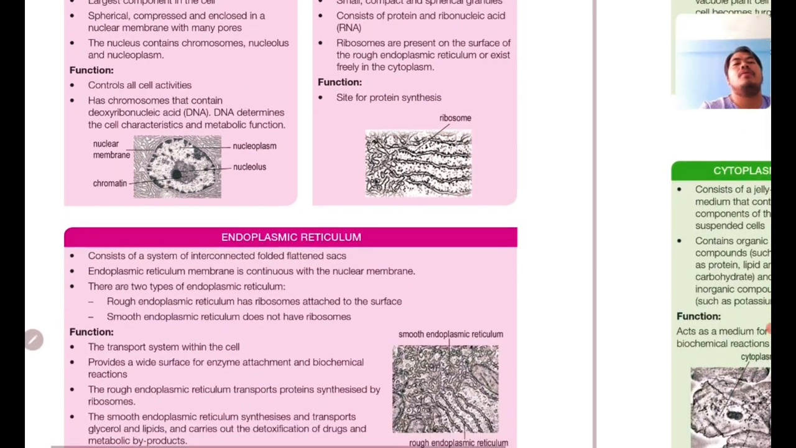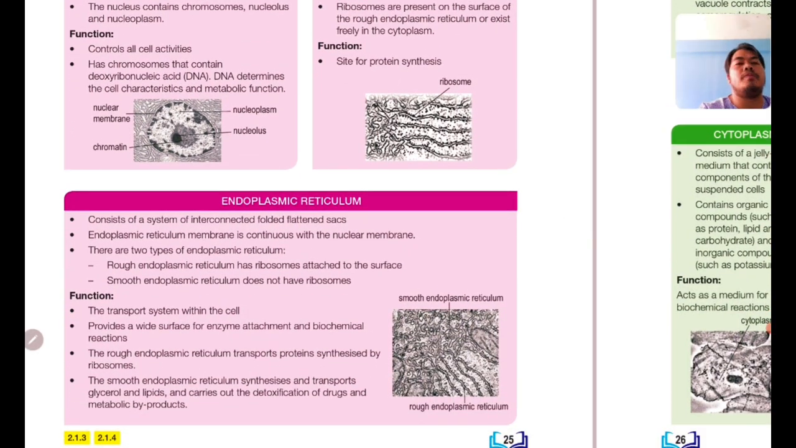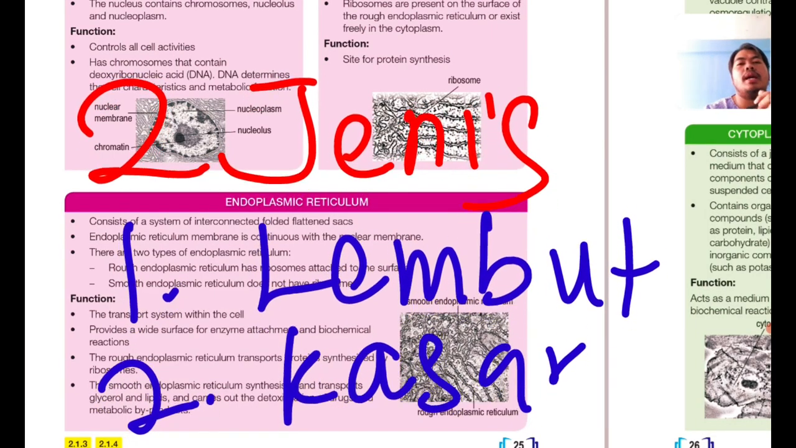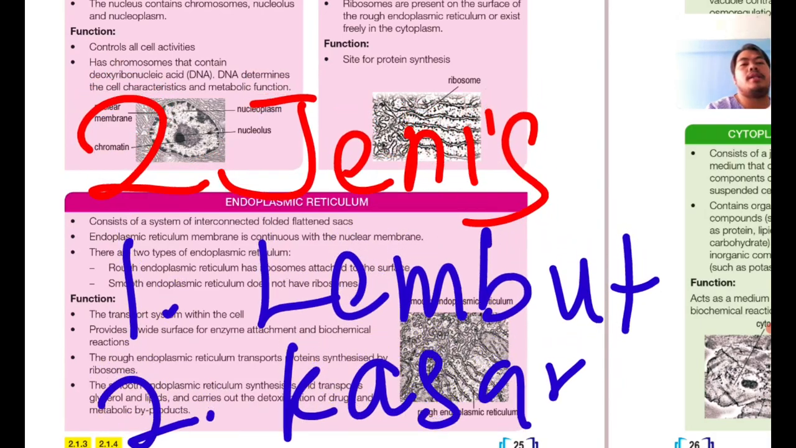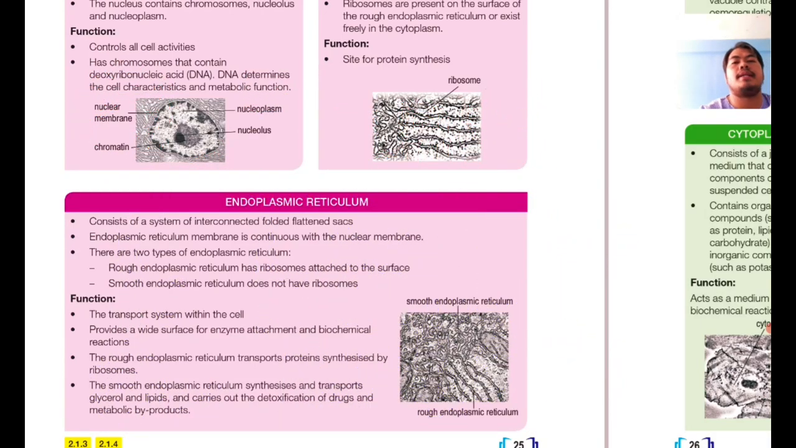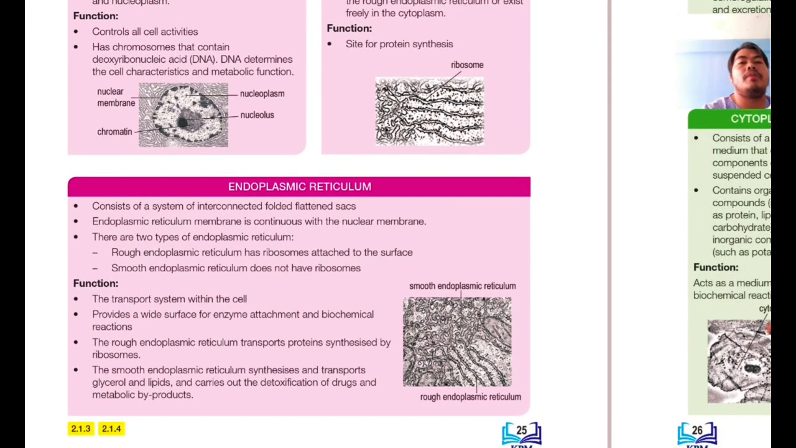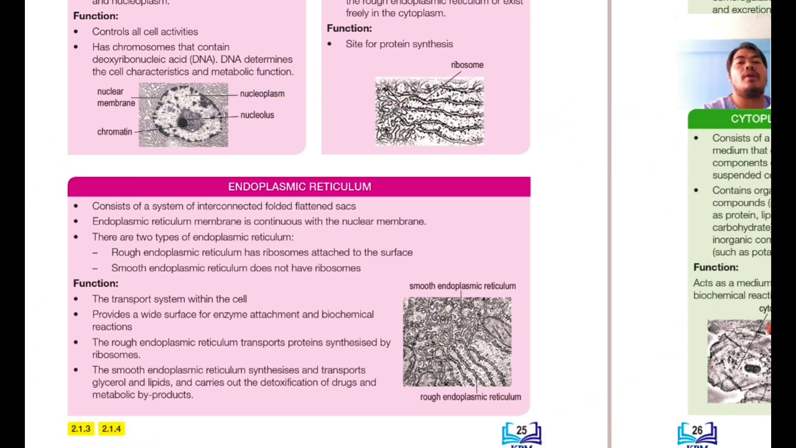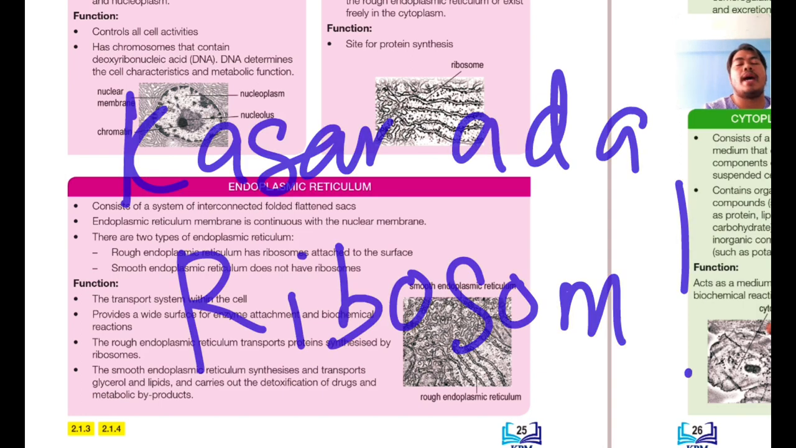Now let's take a look at the endoplasmic reticulum. We have two types of endoplasmic reticulum: one is smooth and the other is rough. It consists of a system of interconnected, folded, flattened sacs. The endoplasmic reticulum membrane is continuous with the nuclear membrane. So what is the difference? Rough has ribosomes attached to the surface, but smooth does not have ribosomes.